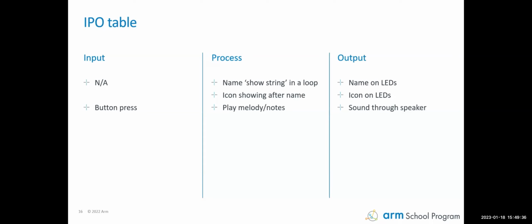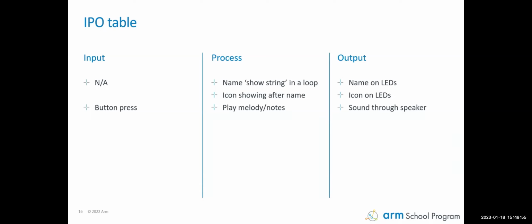And then the output would be the name appearing on the LEDs, so their name would scroll across the screen. And then we'd also have an icon after that, and also some melodies. But the melodies would involve an input because we want them to program it so that when they press a button, the melody plays through the speaker.